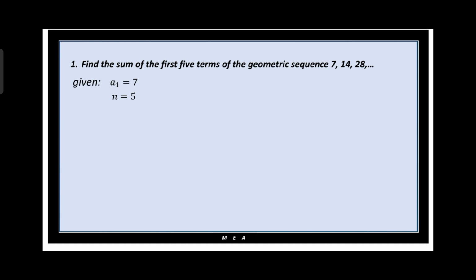Yung common ratio naman, since hindi naman siya given, pero makukuha natin siya by dividing a sub 2 divided by a sub 1, or 14 divided by 7, ang common ratio natin is equal to 2. We are required or being asked to find the sum of the first 5 terms, or the S sub 5.